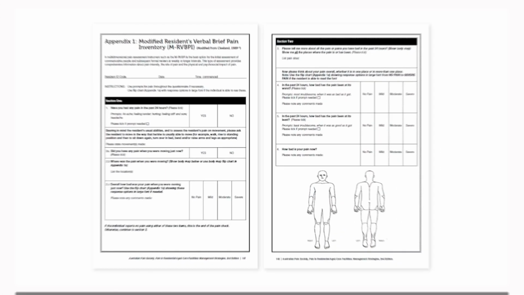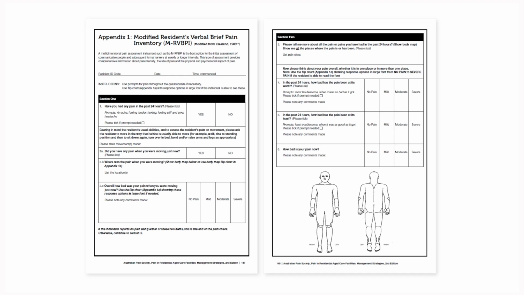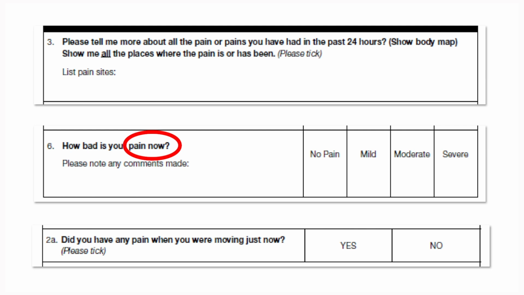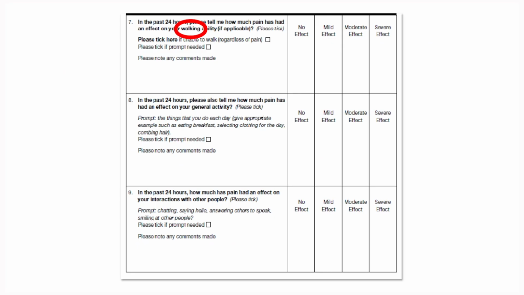For a more comprehensive pain assessment, it is recommended that you use the Modified Residence Verbal Brief Pain Inventory Scale. This scale is best for initial assessment as part of a more comprehensive assessment and a more formal and longer review. The Modified Residence Verbal Brief Pain Inventory Scale asks about recent pain, current pain, and pain during movement, as well as the impact of pain on walking, general daily activities, and interacting with others.